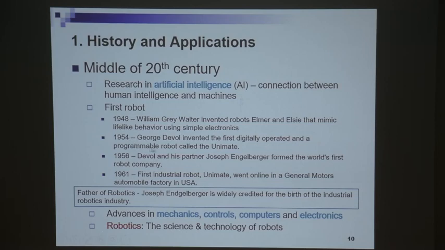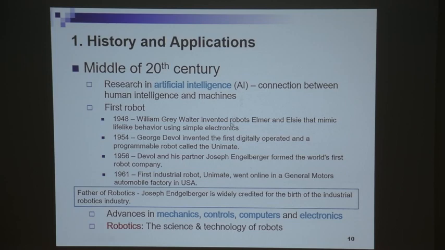In 1954, we have the first digitally operated and programmable robot. And then in 1956 we have the world's first robot company. Then in 1961, we have the first industrial robot that went online in a GM automobile factory in the USA. Joseph here is referred to as the father of robotics. He is credited for the birth of the industrial robotics industry.